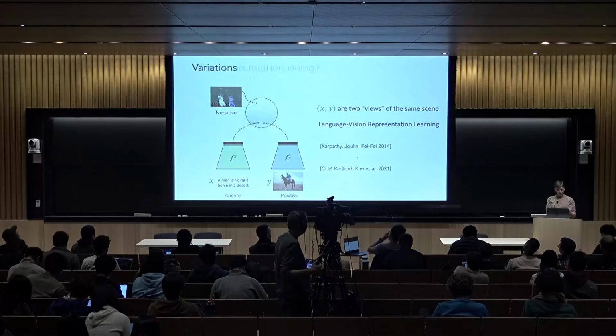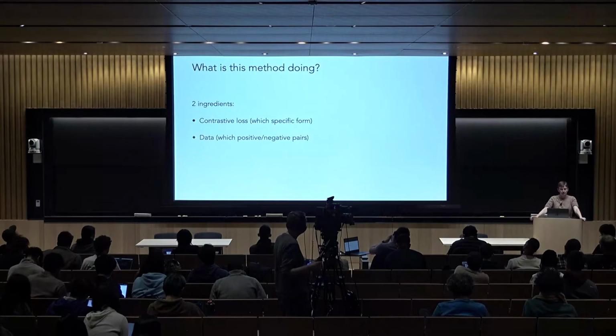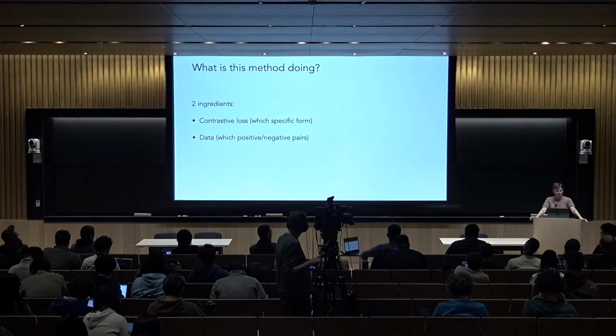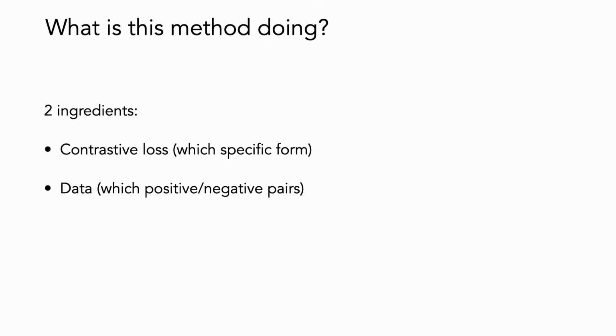So essentially, what is this method doing, right? There are 2 ingredients here to making this work. One is the contrastive loss, so which specific form of contrastive loss you use. And the other one is the data. And by the data, I don't just mean the underlying data set, I also mean specifically which types of positive and negative pairs we surface to the model over time.